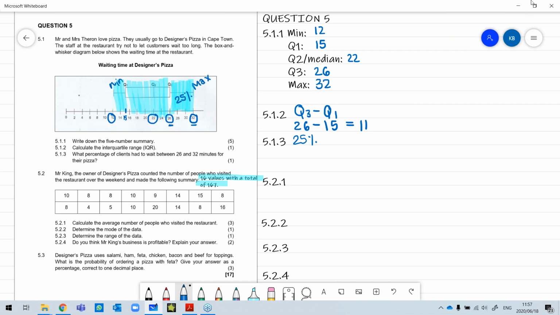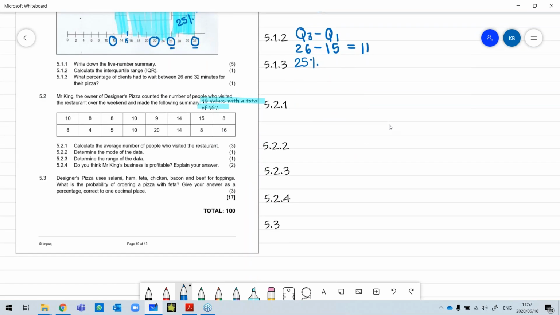Then question 5.2. Mr. King, the owner of Designers Pizza, counted the number of people who visited the restaurant over the weekend and made the following summary. So there are 16 values given in the box below. They all add up to 167. So I went ahead and did that in advance just to save us some time. So you will see 16 values with the sum of 167.